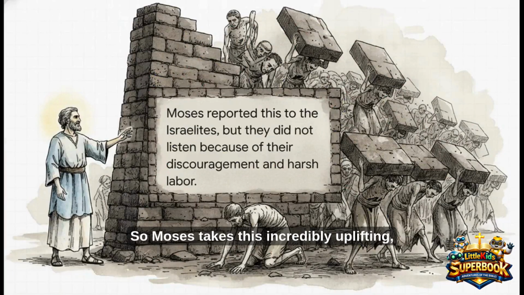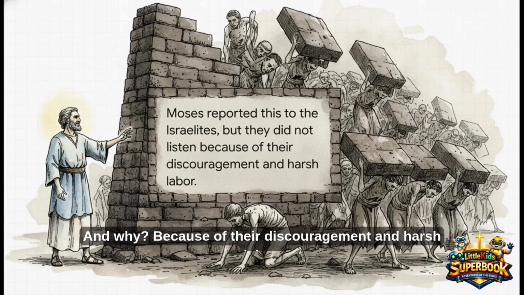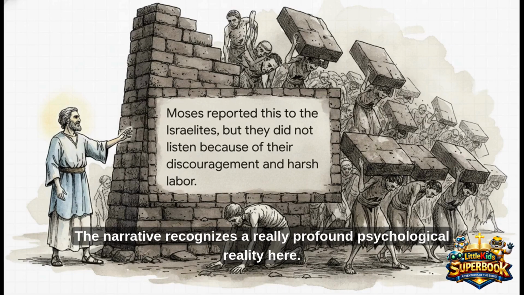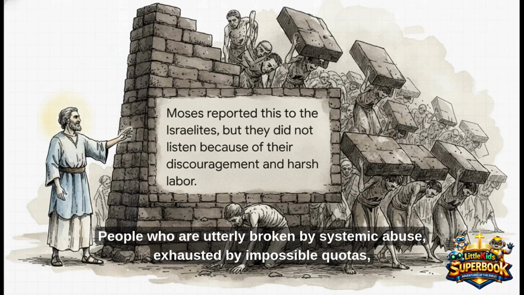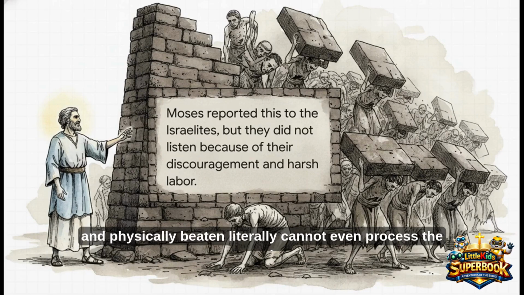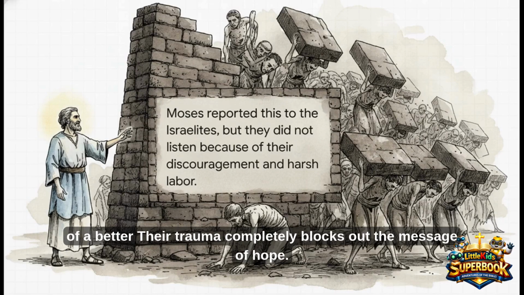So Moses takes this incredibly uplifting divine guarantee right back to the Israelites. Yet, tragically, the text tells us they did not listen to him. And why? Because of their discouragement and harsh labor. The narrative recognizes a really profound psychological reality here. People who are utterly broken by systemic abuse, exhausted by impossible quotas, and physically beaten literally cannot even process the promise of a better future. Their trauma completely blocks out the message of hope.